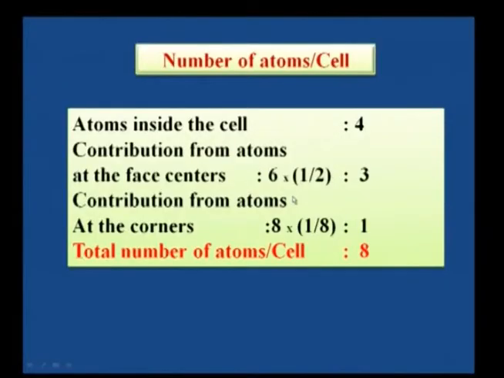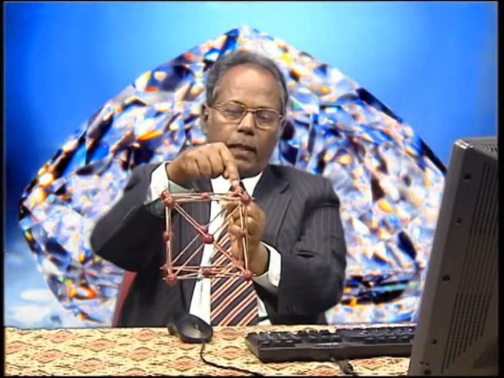I showed the picture, the green atoms, they are the atoms inside the cell. Now, the contribution from atoms at the phase centers: any atom at the phase center will contribute only 1/2 to the cell under consideration. Therefore, there are 6 phases, so 6 into 1/2 will be 3. And you all again know the contribution coming from the corner atom of a cube to the cell will be 1/8, because this is a meeting point of 8 identical cells, right.